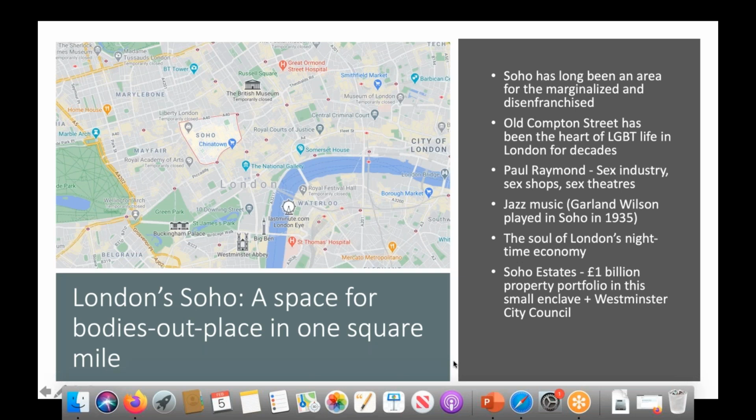Now, Magali and I are really interested in this process of gentrification, and we're interested, in a similar way to Sweta, in thinking about bodies out of place in Soho and how gentrification has impacted bodies out of place.